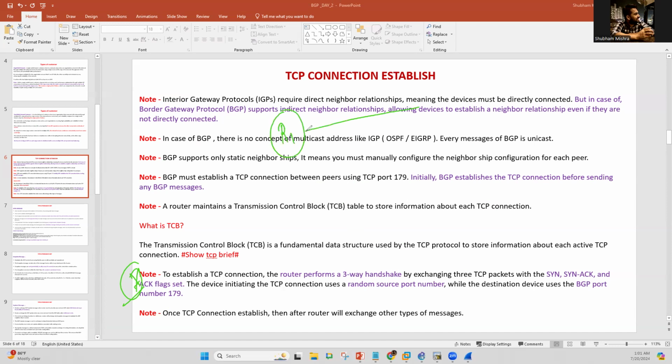R1, R2, 12.1, 12.2. Are you getting my point? Yes or no?